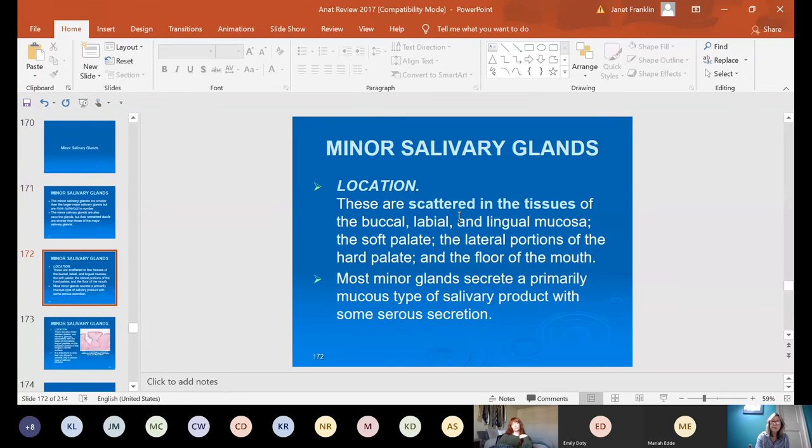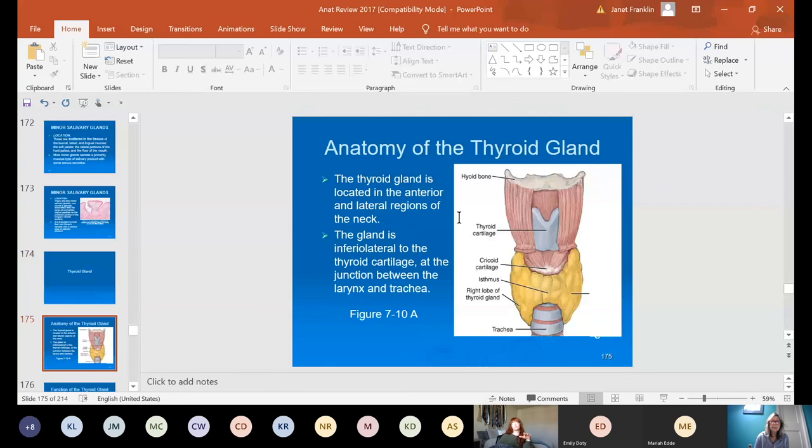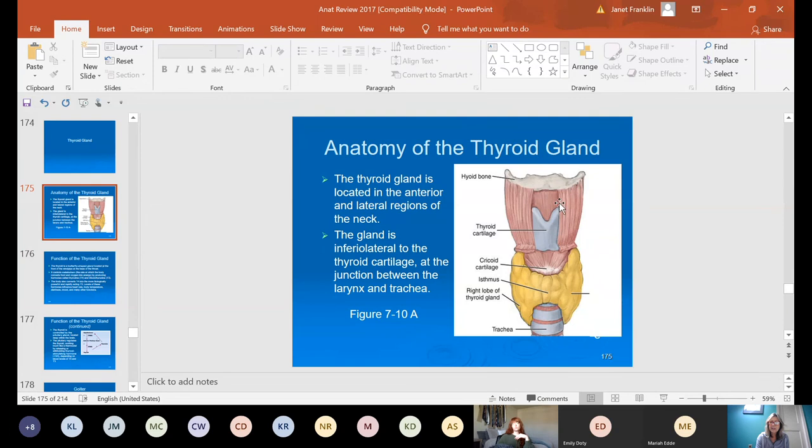Then you have your thyroid gland. Your thyroid gland is located in your neck area. It's right below your hyoid bone. So if you look at this picture, here's your hyoid bone, which sits suspended in your neck. And there's your thyroid cartilage right there. It's butterfly shaped, so you can see that it's butterfly shaped right there.